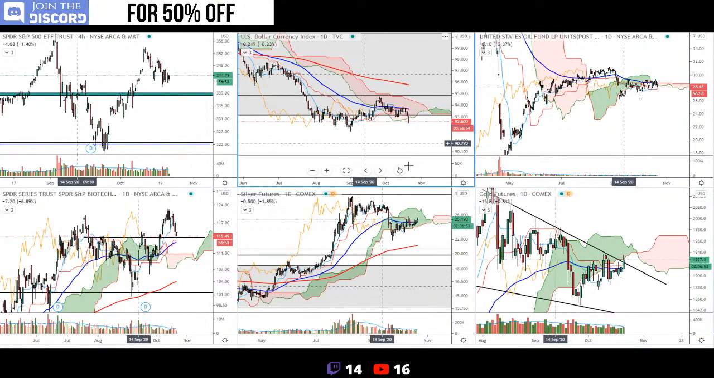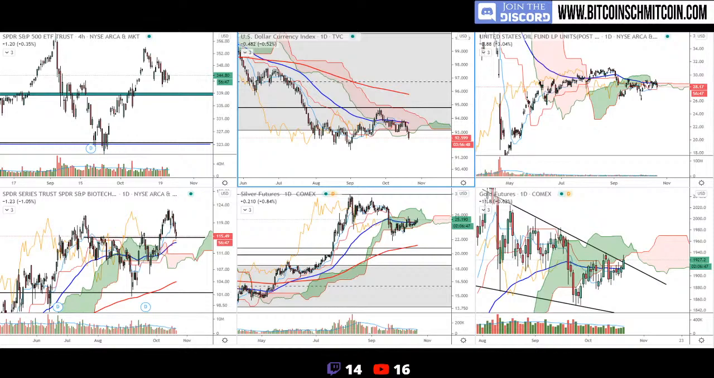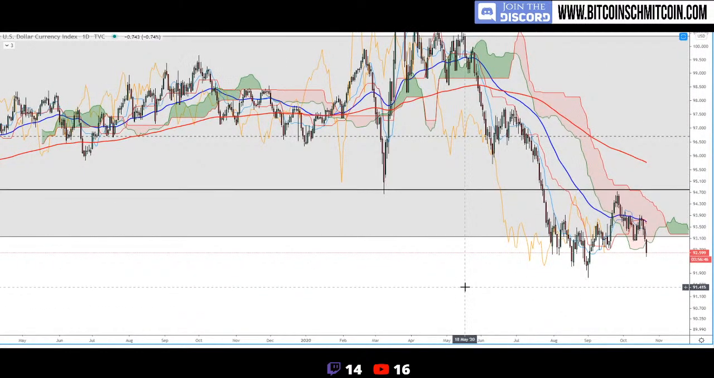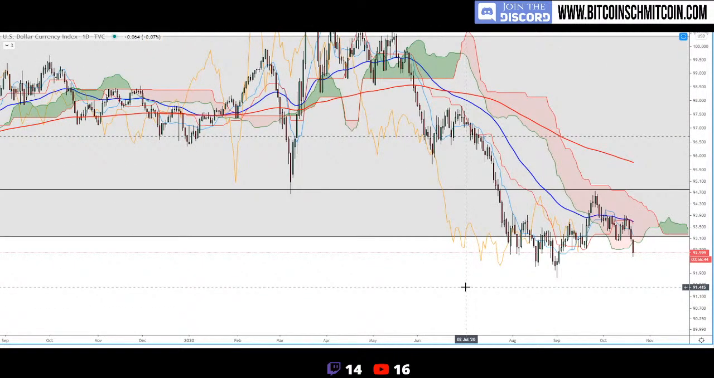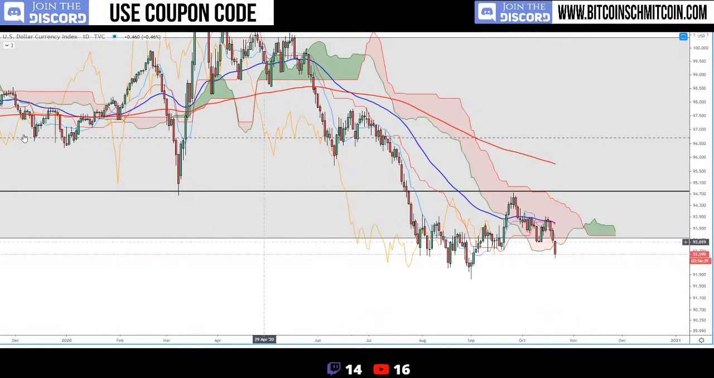As you can see, I'm watching the gold, silver, different biotech, a little oil, a little bit of everything, just to kind of keep a pulse on everything. But the most important thing that we're going to talk about first is, of course, the dollar index.